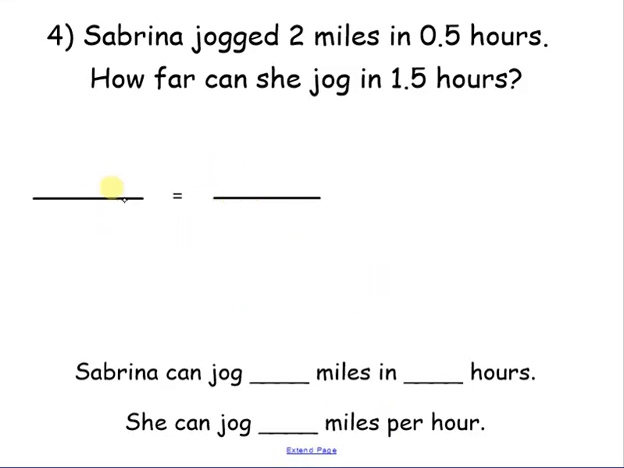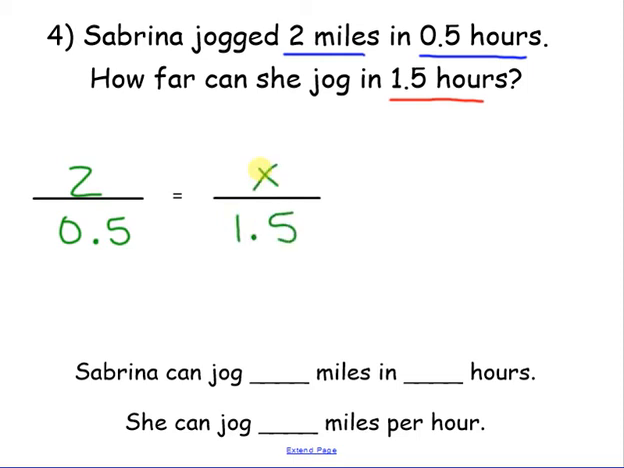You're going to notice that I'm pulling away the help a little bit at a time. I have not set up the proportion for you here. So Sabrina jogged 2 miles in 0.5 hours. How far can she jog in 1.5 hours? So I'm going to go ahead and begin to set up the proportion. I'm going to put 2 miles over 0.5 hours. Then I have 1.5 hours that goes on the bottom. My missing value goes on the top.